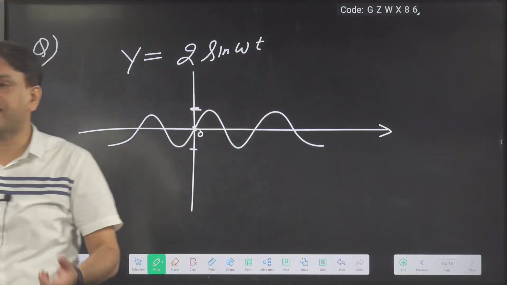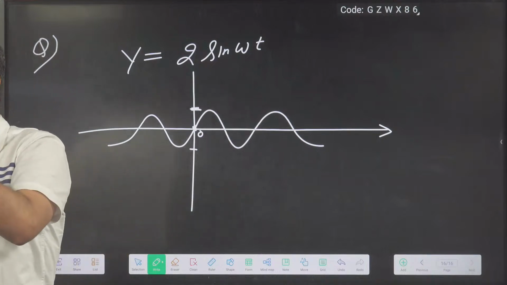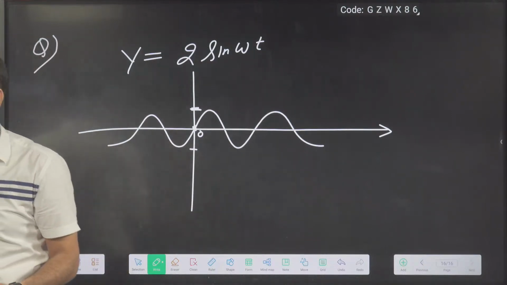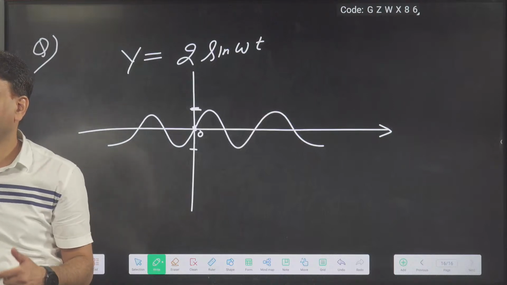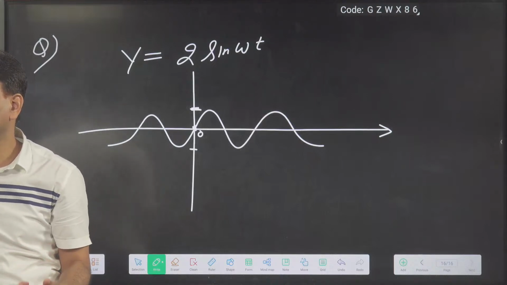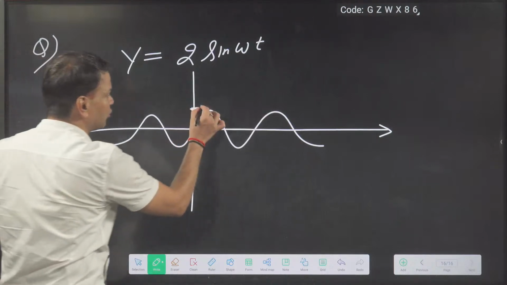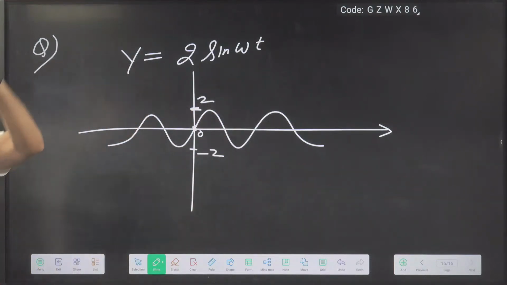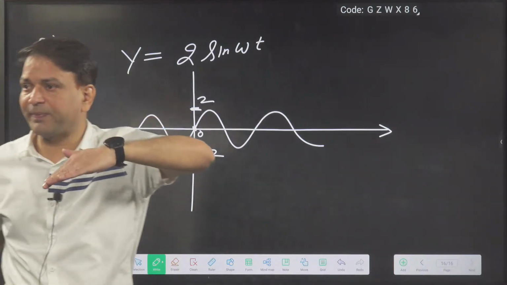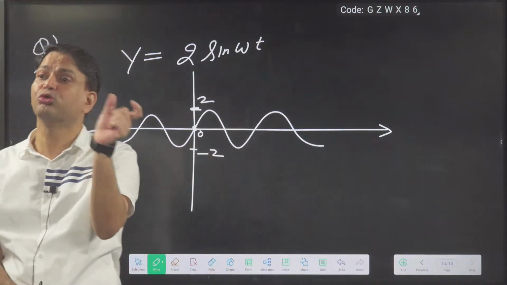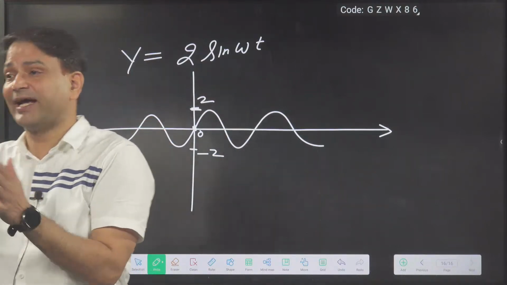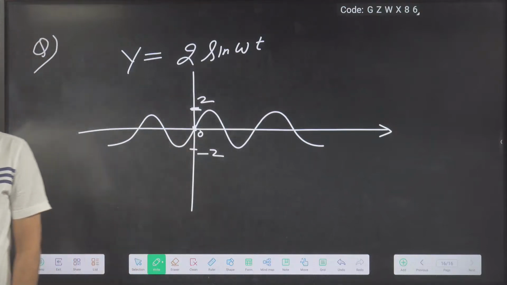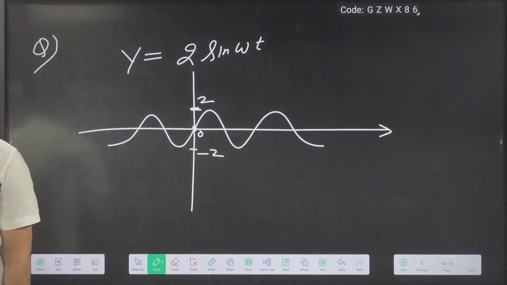The maximum value of sine theta is 1, but I'm using 2 sine theta. So what is the maximum value of 2 sine theta? It is 2. So here I will get 2, and here I will get minus 2. The upper peak is 2, the lower peak is minus 2, because I'm using 2 sine omega t. If I'm using only sine omega t, then it is 1 and minus 1. Okay, completed.